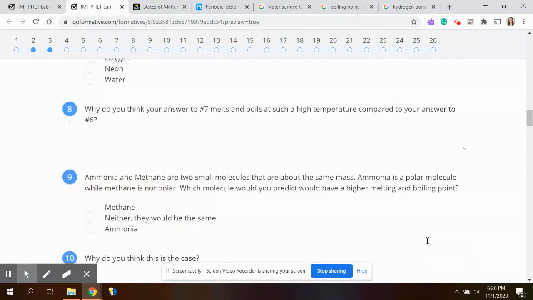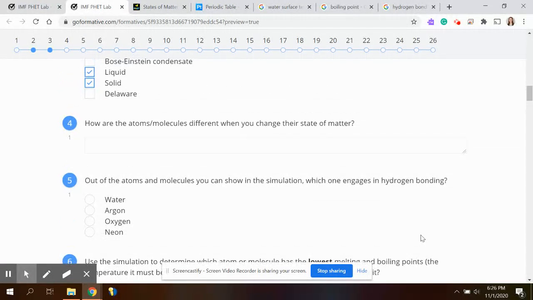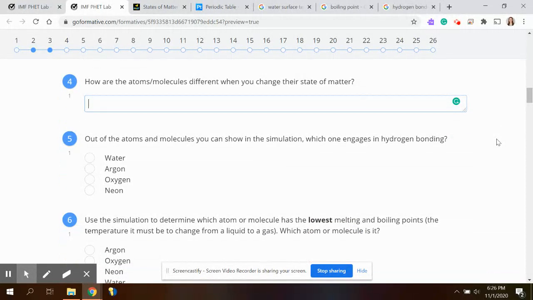So let's go through some of these questions. All right, how are they different? This is just describing what molecules look like when they're liquids, gases, and solids. So describe them in terms of how closely connected they are and what their movement looks like. Which one engages in hydrogen bonding? The only one that has hydrogen in it, which is water. Argon, not hydrogen. Oxygen, not hydrogen. Neon, not hydrogen.